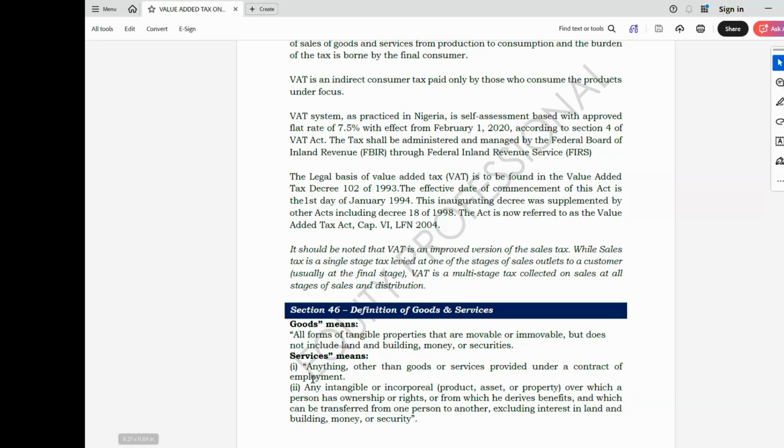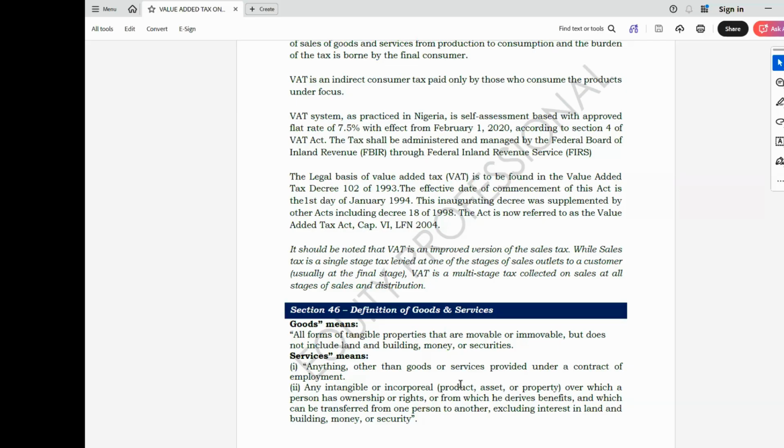So what are services? Anything other than goods, or services provided under a contract of employment. Anything that you cannot classify as goods will be regarded as services, but services do not include services provided under a contract of employment, that is, when you are being employed by your employer.